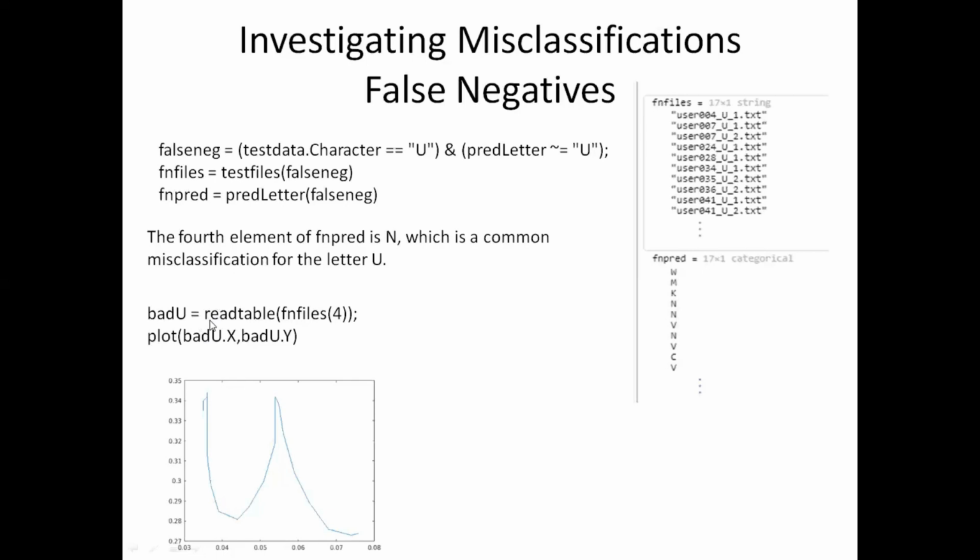I will use the function read table, and I am storing that table in the variable name bad u, because that has been wrongly misclassified. Then I am making a plot of the x position versus y position of that bad u table. What you can see here is the handwritten alphabet u, which has been wrongly classified as n.